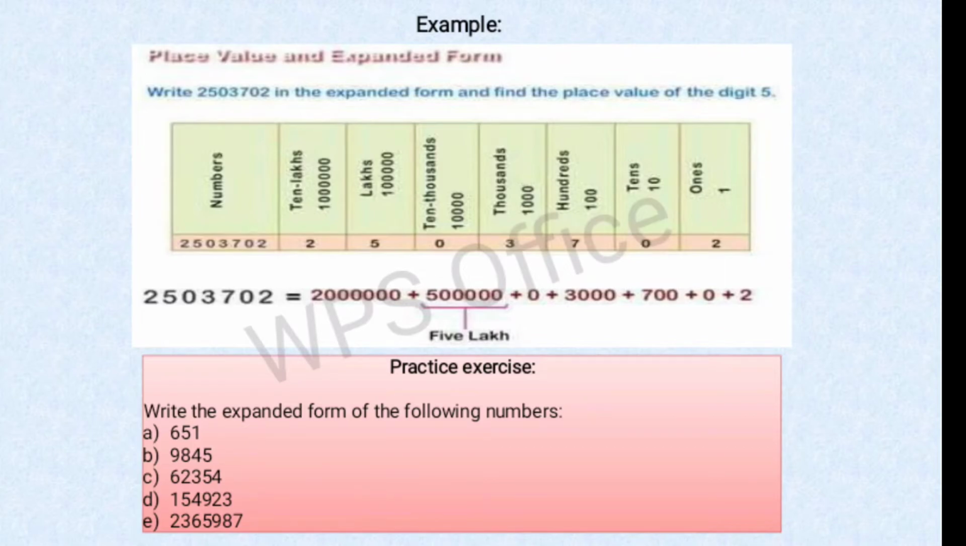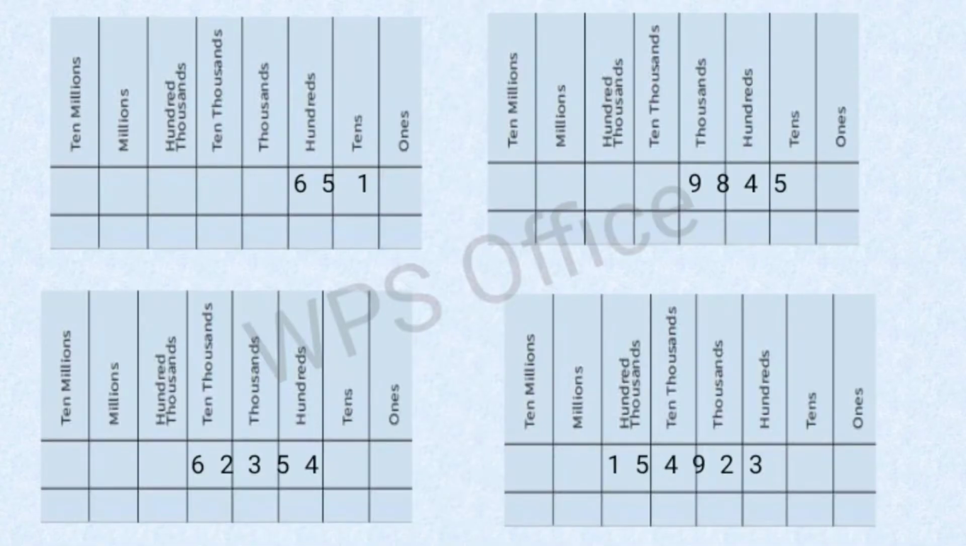Now, here is a quick practice sheet for you all. Draw a table and place all the digits of A, B, C, D, and E. Write them in expanded form. 651. What is the expanded form you have written? So the answer for the first question is 600 plus 50 plus 1. What is the place value of 1? Yes, the place value of 1 is 1s.